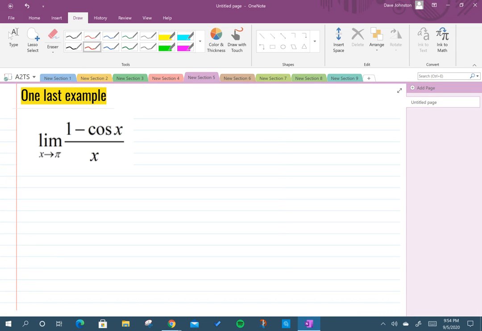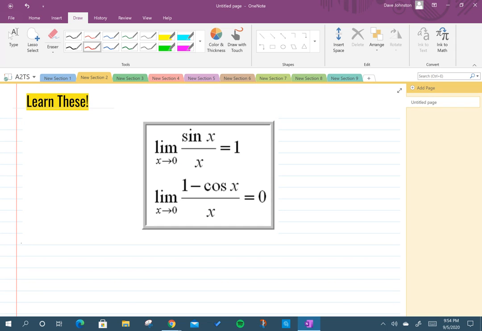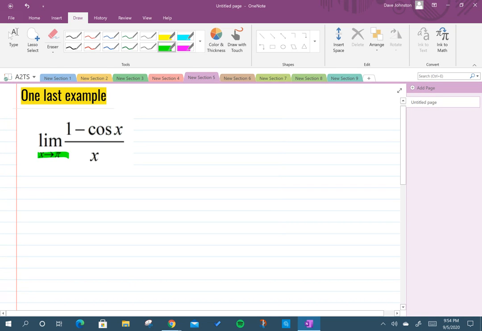Here, there. The one little thing you need to notice is here, x is approaching 0. Here, x is approaching pi. So that whole memorized thing does not apply in this case.